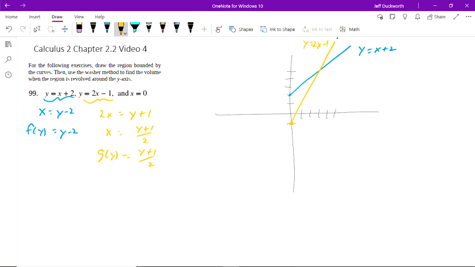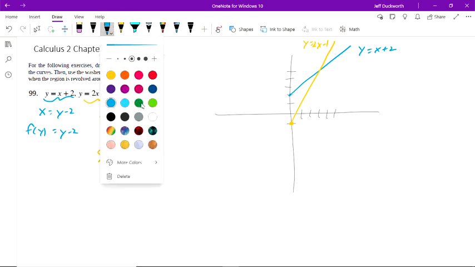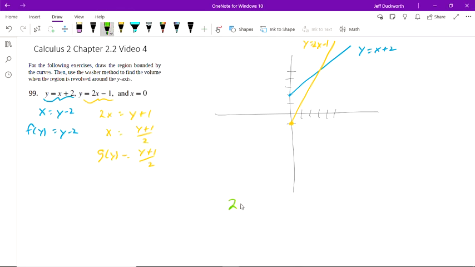We have to find out where they meet, right? So when does 2x minus 1 equal x plus 2? Well, looks like x equals 3. I moved one x over to the left, and I moved the negative 1 by adding 1 to each side to the right. That's what we have, which means, what's the y value? So y equals 3 plus 2, that means y equals 5. So this point here is (3, 5).